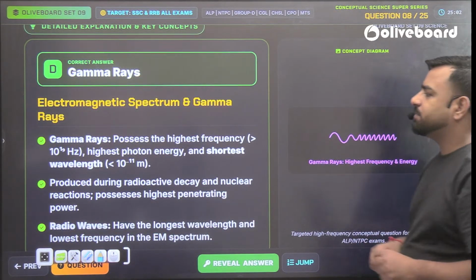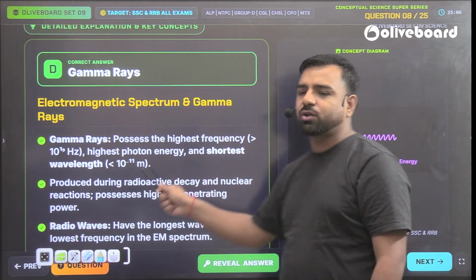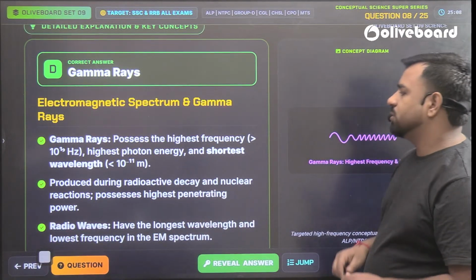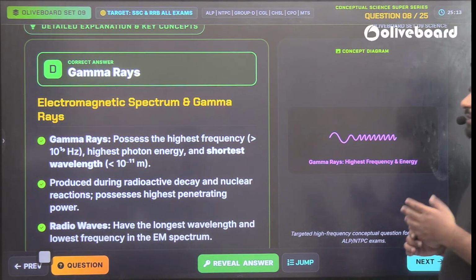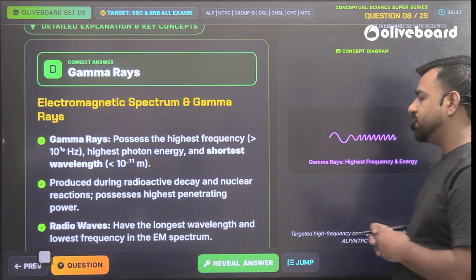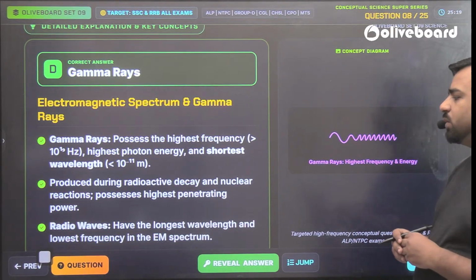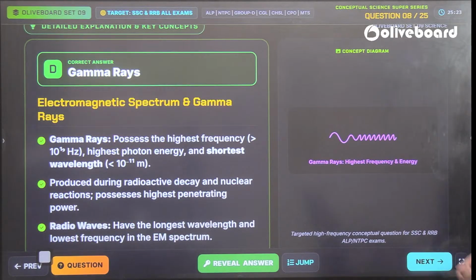So gamma rays possess the highest frequency, highest photon energy, but the shortest wavelength. It is produced during radioactive decay and nuclear reactions. It possesses the highest penetrating power. If I talk about the radio waves, they have the longest wavelength and lowest frequency in the EM spectrum. So these are the gamma rays, with the highest frequency and energy.